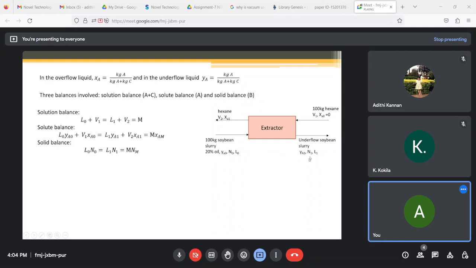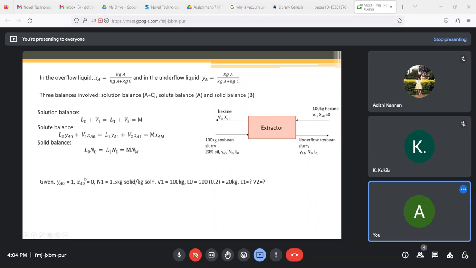Hope this is clear. If there is any confusion, you can post it in the discussion forum or mail me as well, and we can take this question up again. M is again the total mass of the solution, and Nm is the total amount of solids in the mixture.